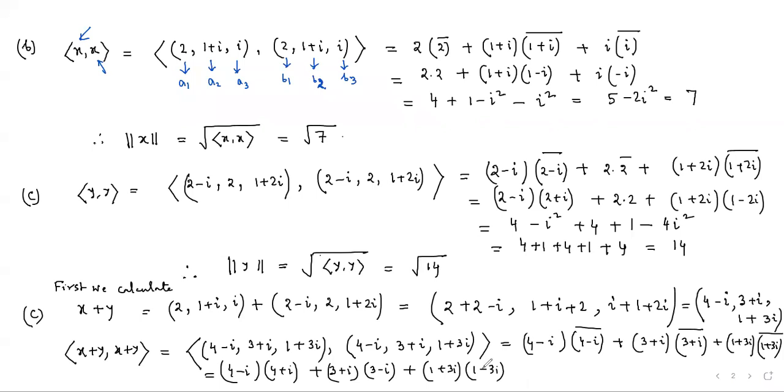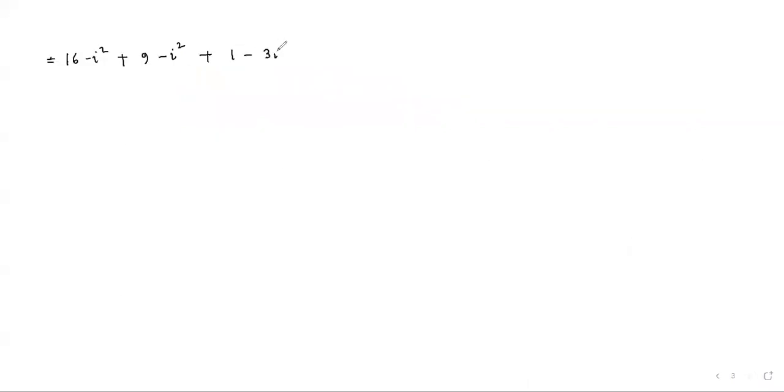1 square minus 3i whole square. So 1 minus 3i whole square. So we get 16 plus 1 plus 9 plus 1 plus 1 minus 9i square, that is plus 9, which is equal to 37. And therefore norm of x plus y is equal to root over 37.